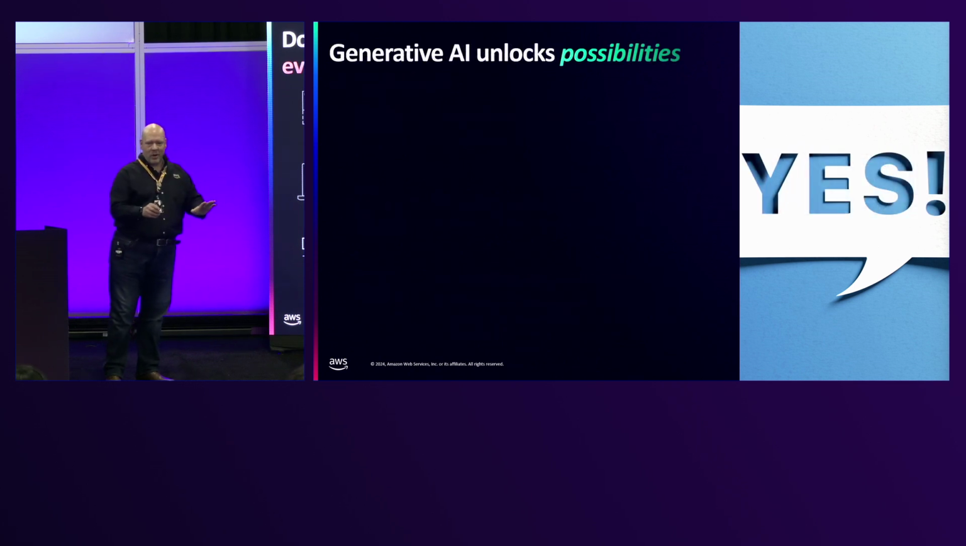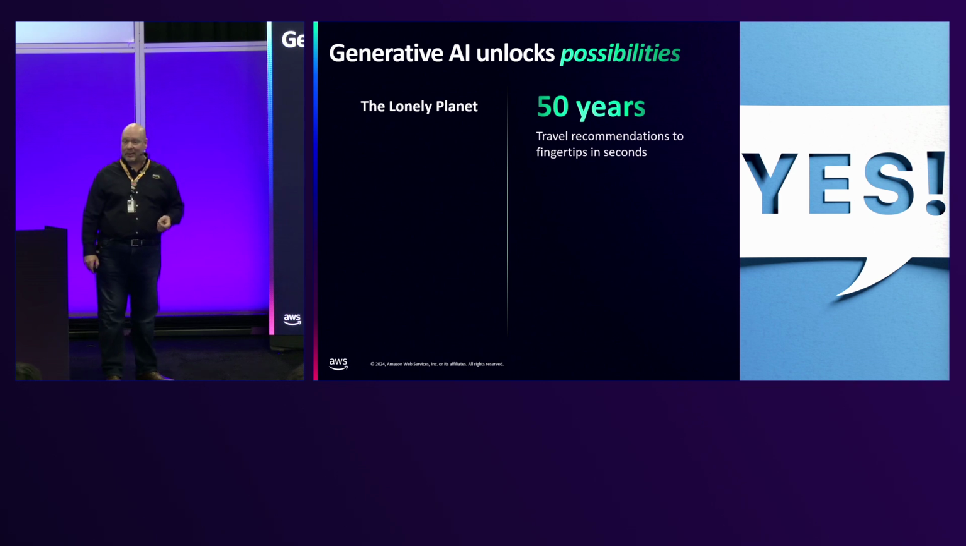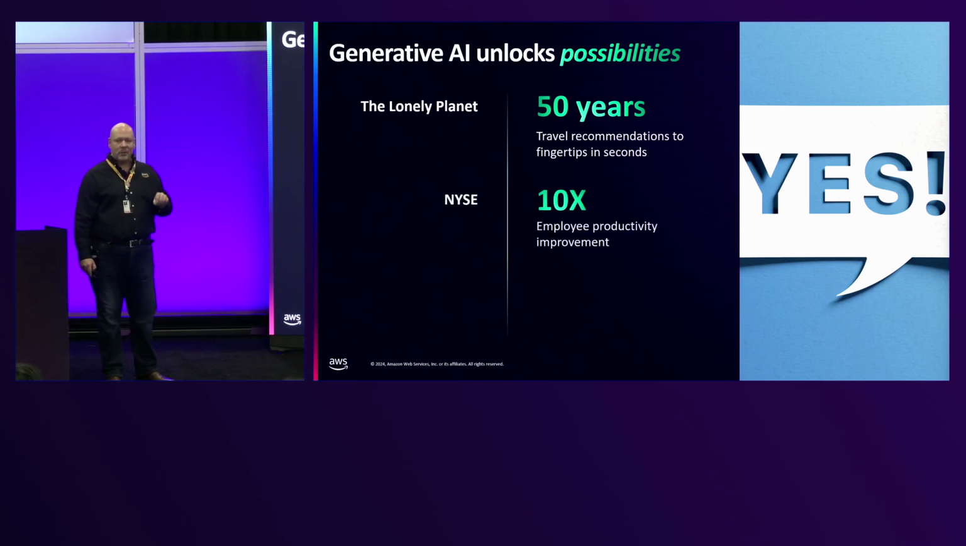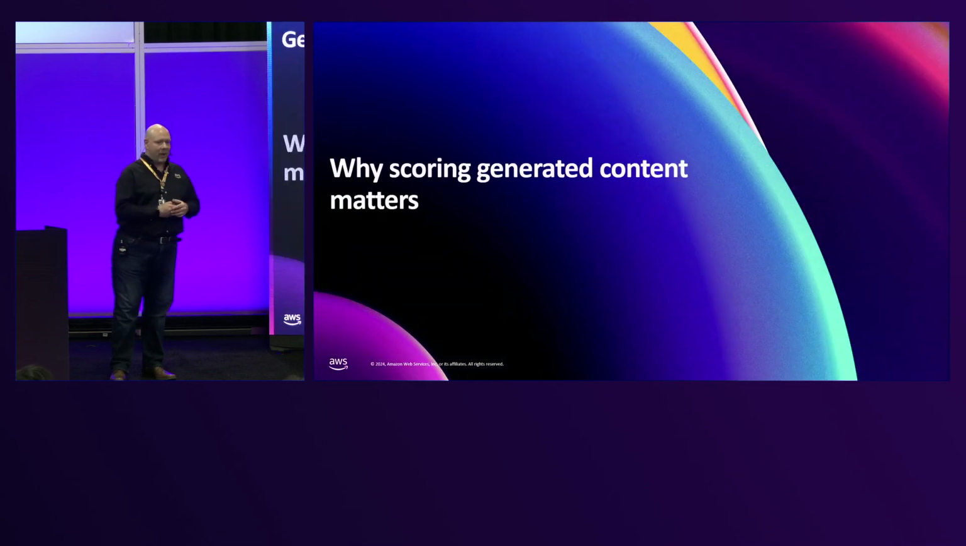So I don't want to scare you away from this, because generative AI, while it may not always be the right solution for everything, it is transformative. It helps unlock possibilities that didn't exist before. Our AWS customers are also realizing those benefits, whether it's folks at the Lonely Planet, taking all those years of travel recommendations, putting that at your fingertips in seconds. We're talking about tremendous productivity gains through the New York Stock Exchange, or even saving almost $1 billion in healthcare and pharmaceutical discovery at Pfizer. This is really transformative and unlocking a lot of possibilities for us.